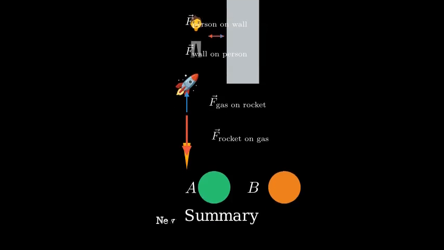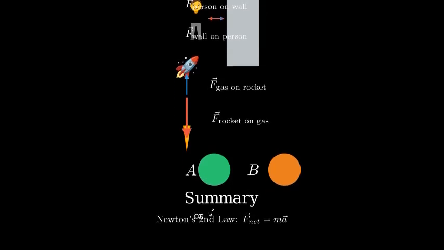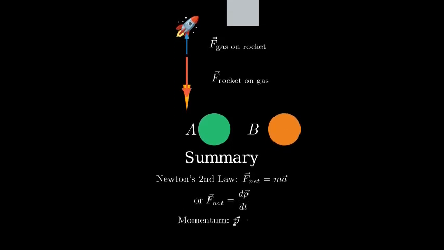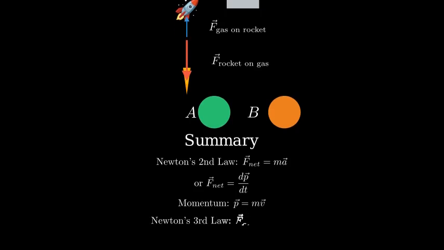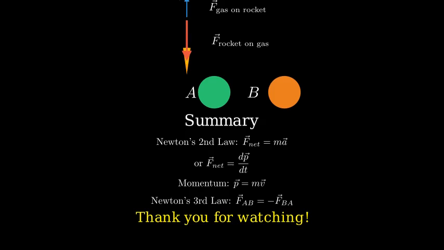So, to summarize, Newton's second law, F equals ma, or F equals dp by dt, tells us how forces cause changes in motion and momentum. Newton's third law explains that forces always come in action-reaction pairs acting on different bodies. Understanding these laws is fundamental to analyzing almost any physical situation involving forces and motion.